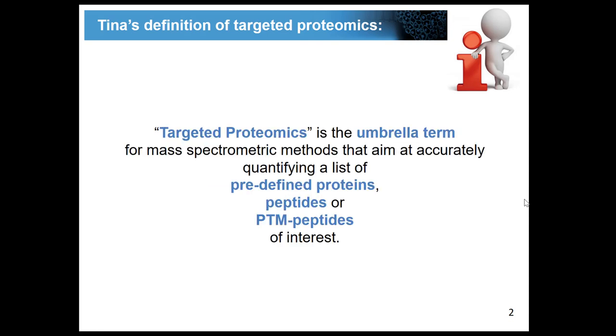So Tina's definition is that targeted proteomics is an umbrella term for mass spectrometric methods that aim at accurately quantifying a list of predefined proteins, peptides, or peptides that carry post-translational modifications. So in other words, with targeted proteomics, you will typically not discover anything new. You will not find a protein or a PTM that has never been described before.